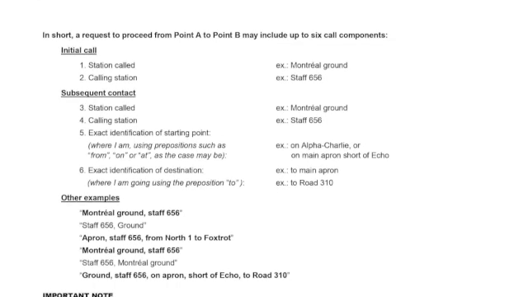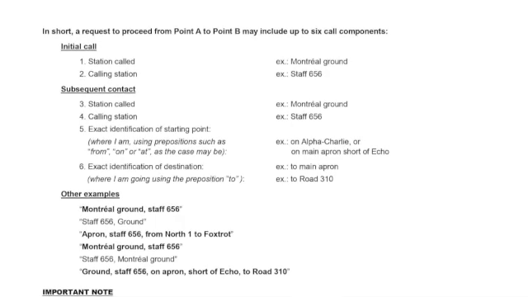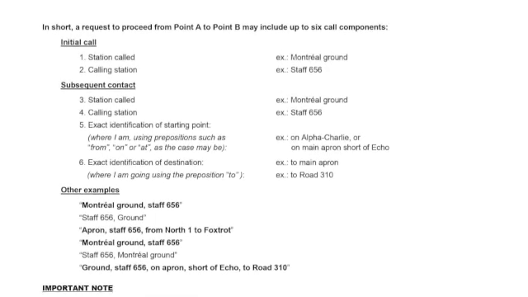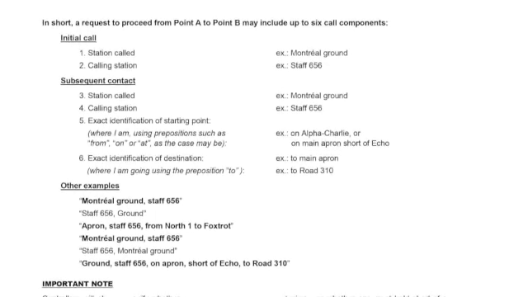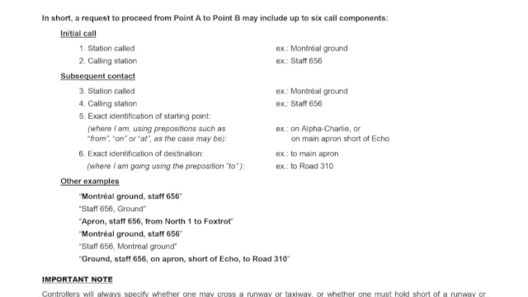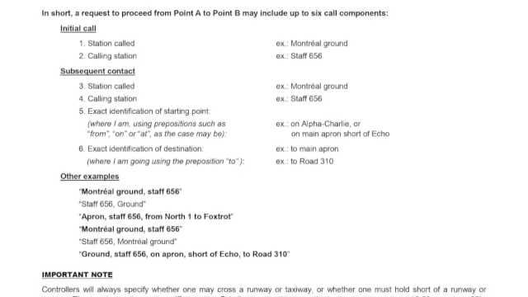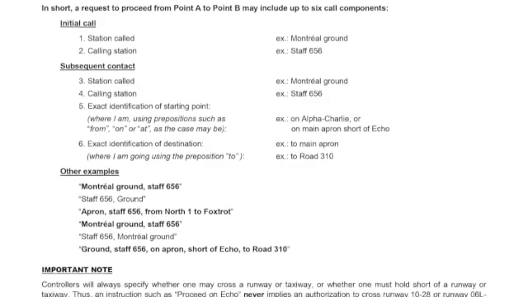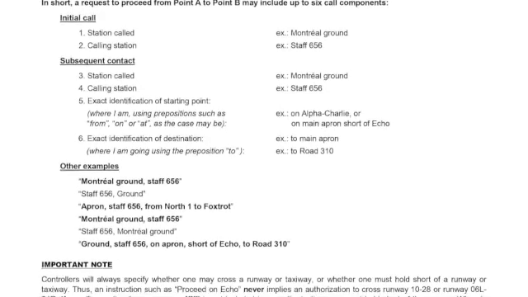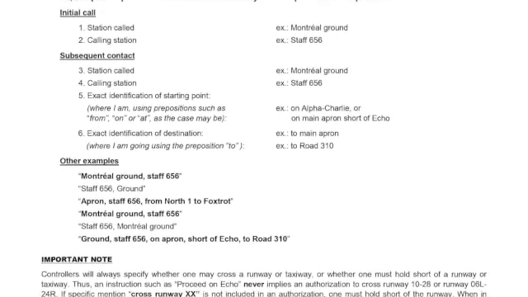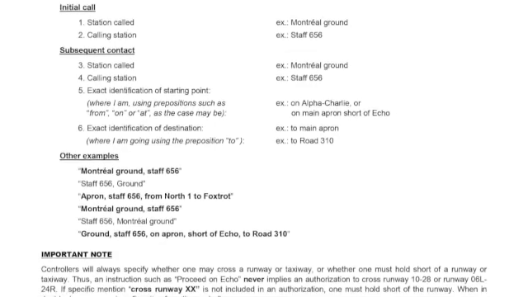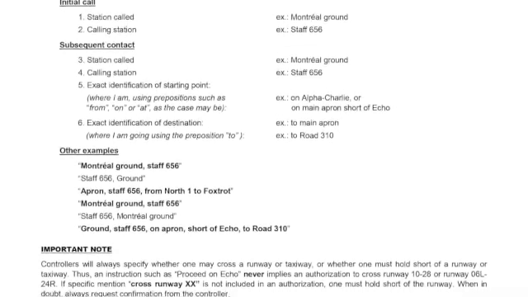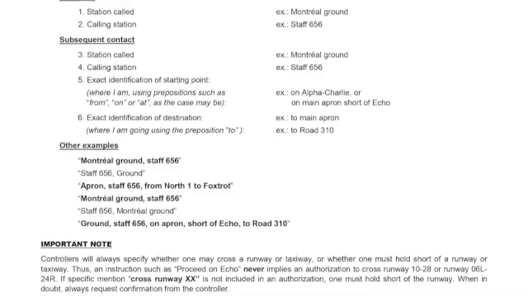Exact identification of starting point, where I am, using prepositions such as X: on Alpha Charlie, or from, on, or at, as the case may be, on main apron short of Echo 6. Exact identification of destination, X: to main apron, where I am going, using the preposition to X. To road 310.